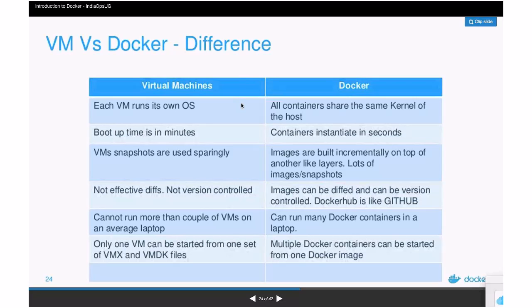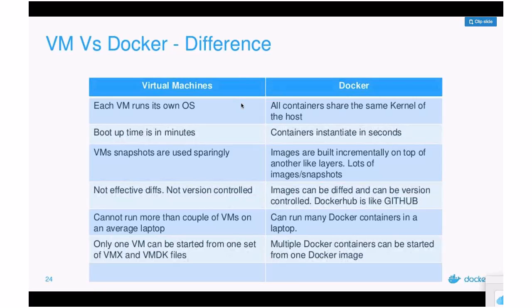Only one VM can be started from one set of VMX and VMDK files, whereas you can have multiple Docker containers started from one Docker image. So these are the basic differences between VMs and Docker.